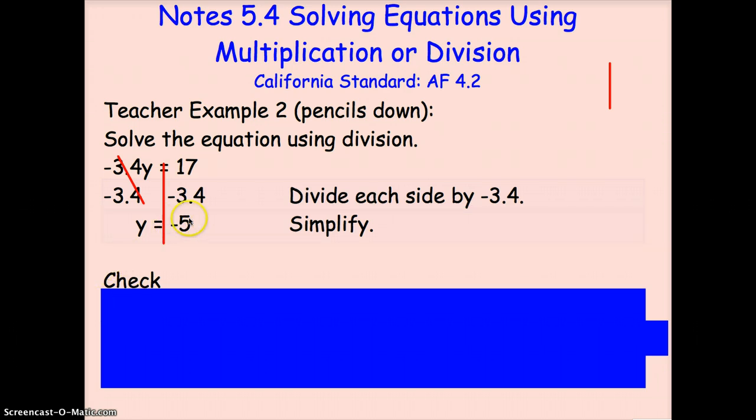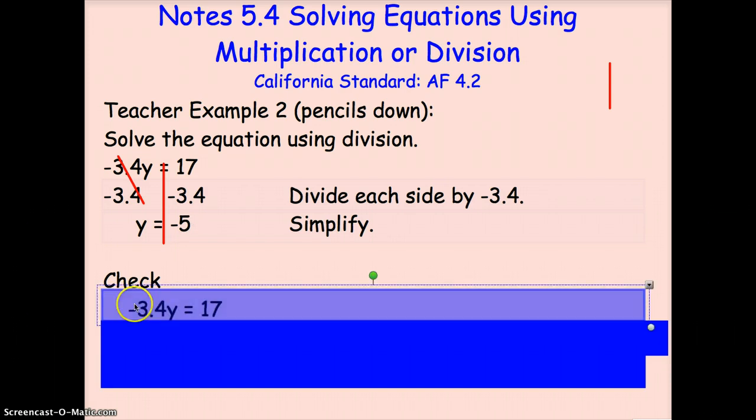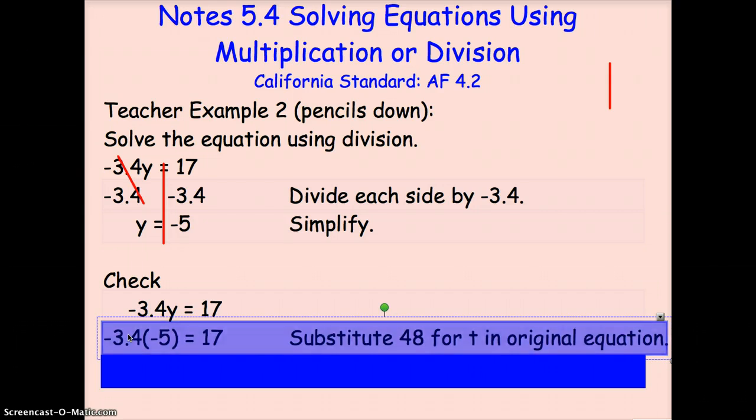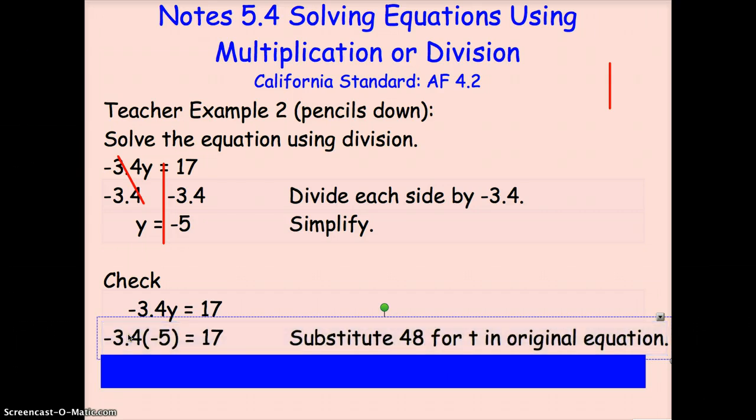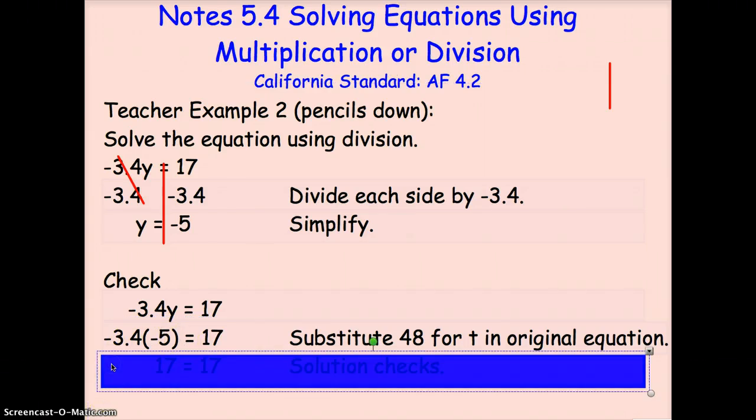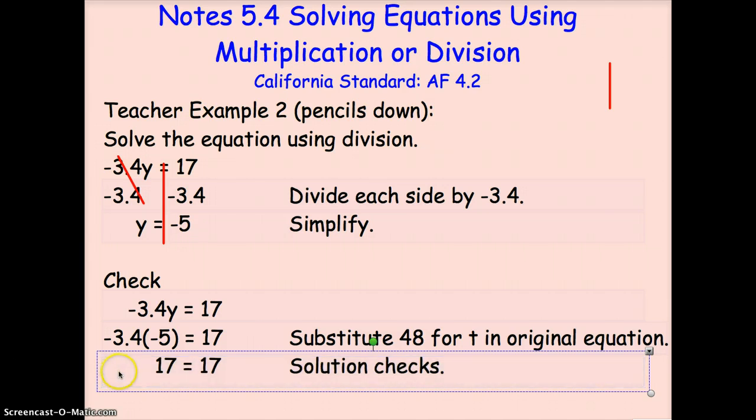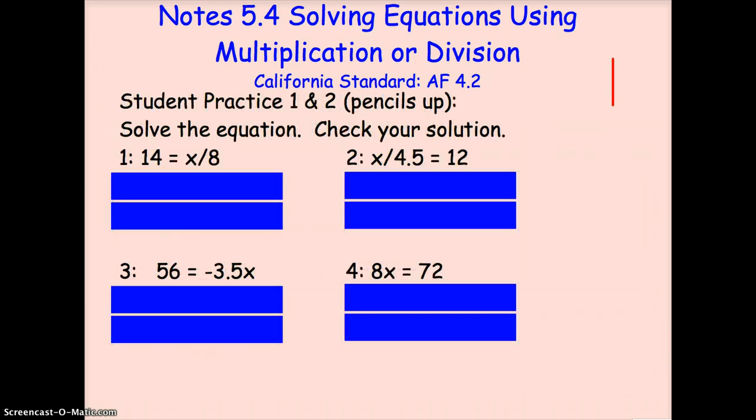I can go ahead and plug my solution into my original equation. Negative 3 and 4/10 times negative 5. Two negatives obviously are going to make that a positive, and I'm going to end up with 17.0, which of course is simply 17. Go ahead and try these out on your own. Student practice 1 and 2. Remember to draw your fence first. Whenever you see division, you want to undo it with multiplication. Whenever you see multiplication, you want to undo it with division. Go ahead and try them out.